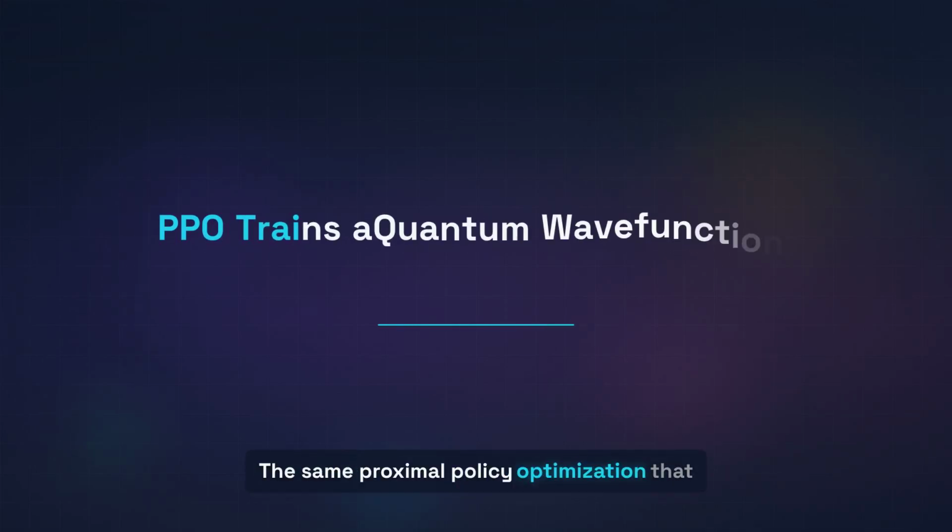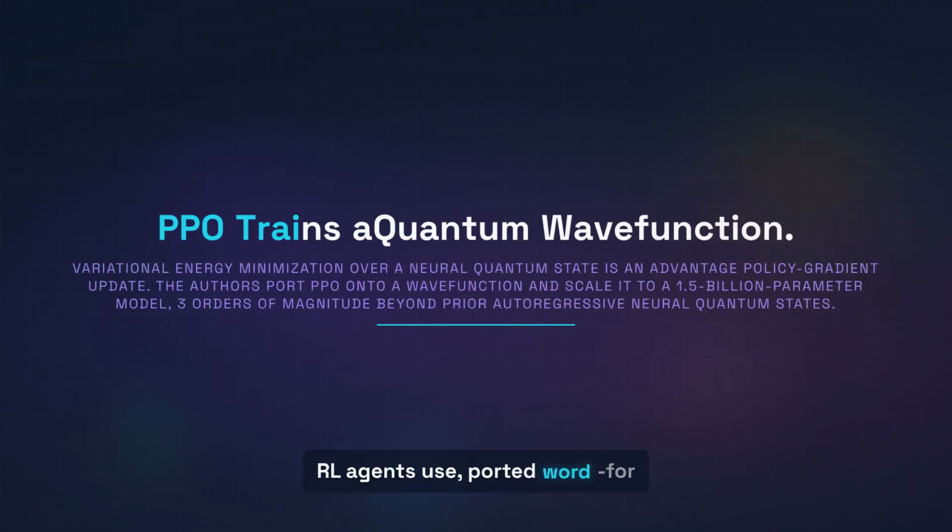The same proximal policy optimization that RL agents use, ported word for word onto a wave function, trains a 1.5 billion parameter neural network as a quantum state, 3 orders of magnitude beyond what anyone had done before. What if the math that trains a chatbot also finds the ground state of a quantum magnet? No physics rewrite, just the RL playbook.